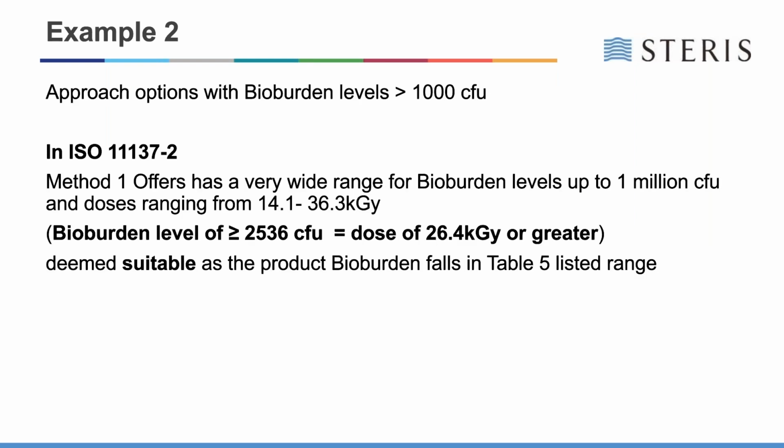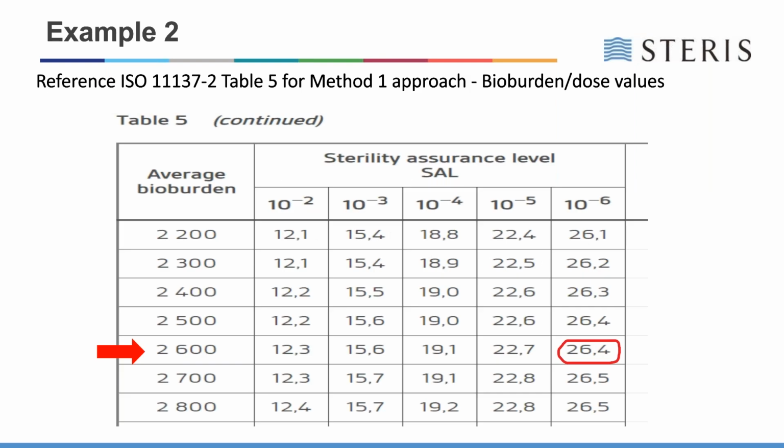The approach levels greater than 1,000 CFUs in the ISO 11137-2, method 1 offers a very wide range, as we know, up to 1 million CFUs. And if we look up our bioburden levels of greater than 2,536 CFUs, we can see that we get a dose of 26.4 kilograys. This was deemed a suitable approach as the method 1 fell into the bioburden range required.